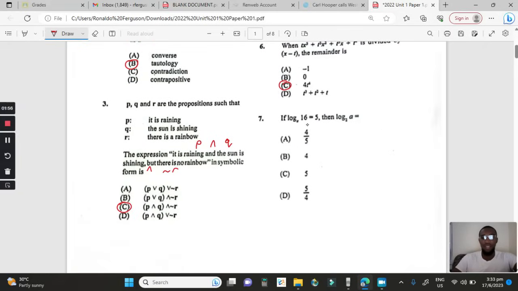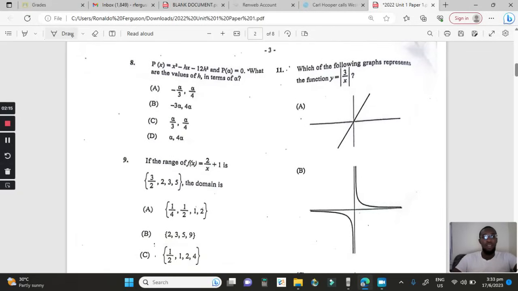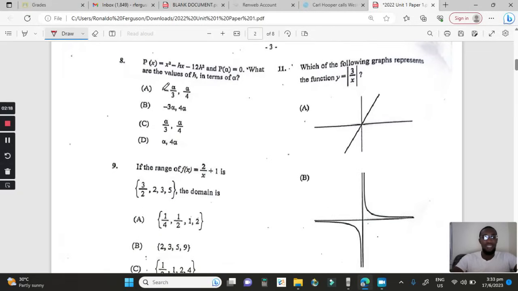Number 7, log, this right here, they say log base A of 16 equal 5, and we need to find log base 2 of A. I remember the answer is 4 over 5. Yeah, this is a repeat. Alright, so we're not even gonna bother to do it. That's a repeat.